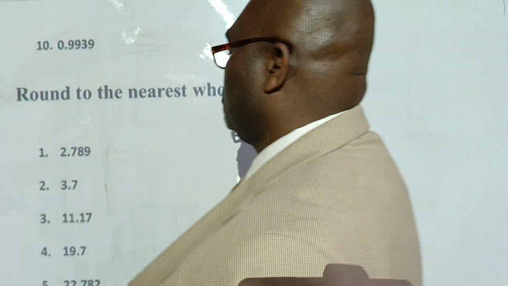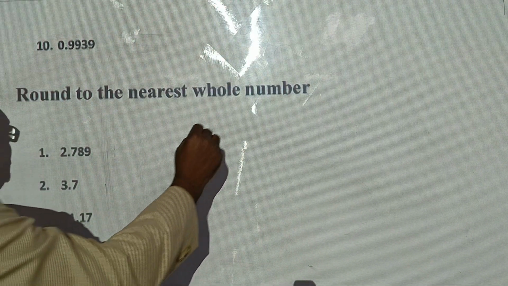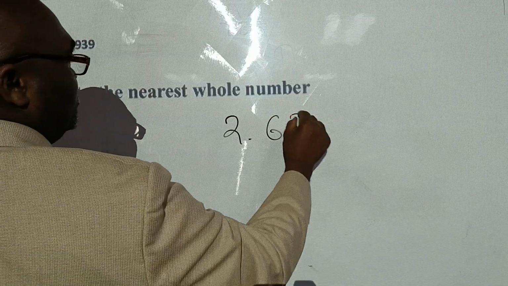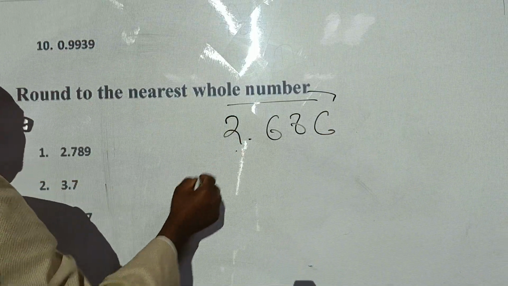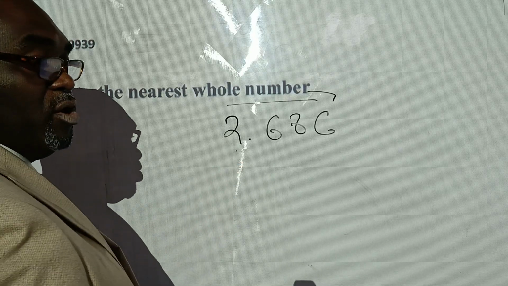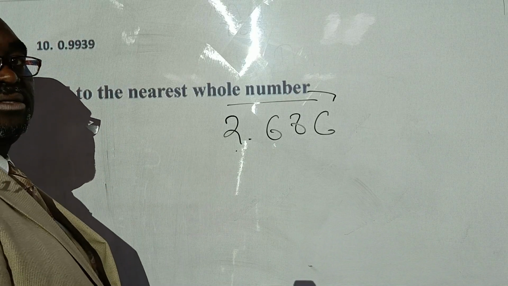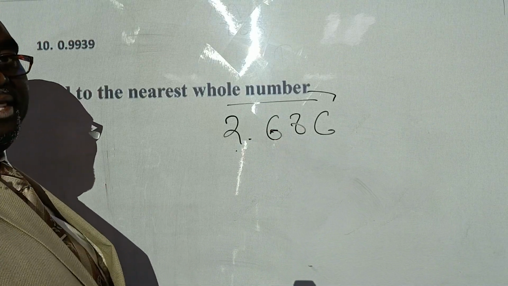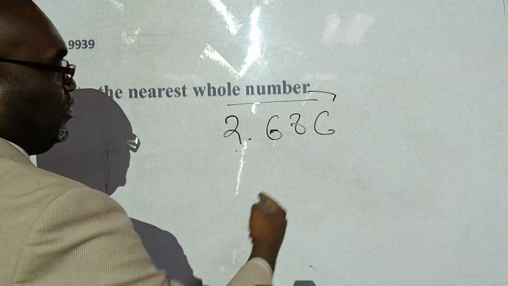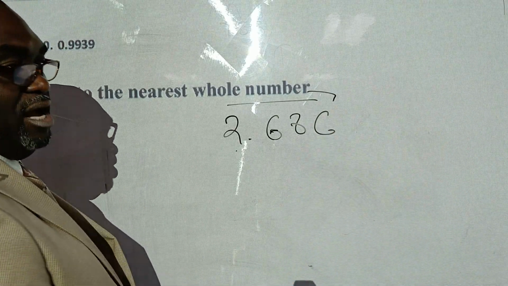So what we learned today, we learned about the decimal number. Any decimal number like this, you read it from left to right. The first number before the decimal point, we call that the whole number. The number after that, the first place, we call that the tenth. The second place, we call that the hundredth. The third place, we call that the thousandth place.